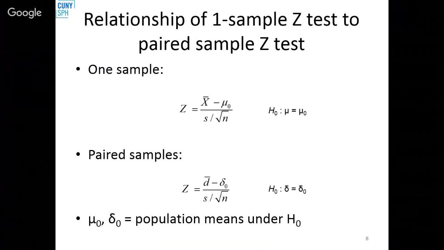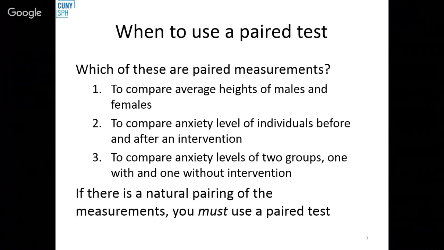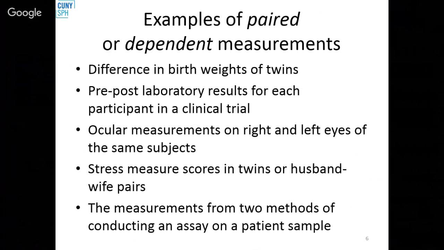Yes? So on the last slide, an example of the paired was like a husband and wife stress levels. Mm-hmm. I'm a little confused why that would be paired and the 2 groups with the same intervention would not be.